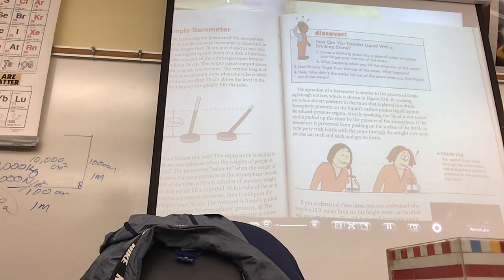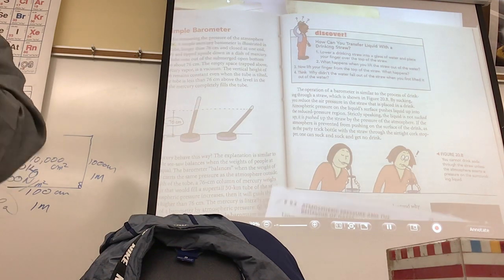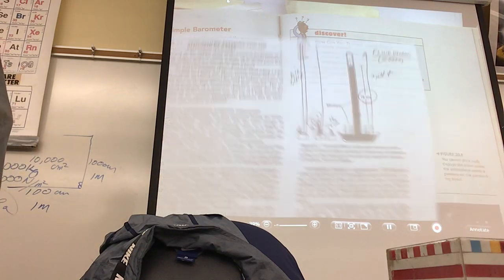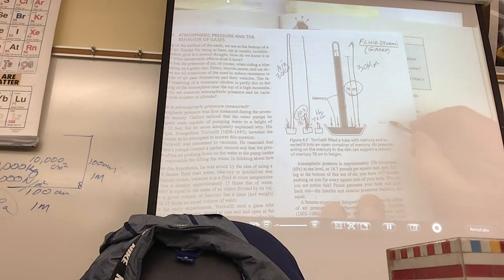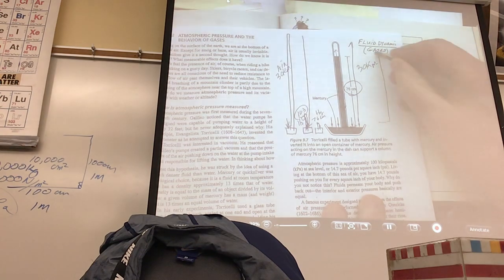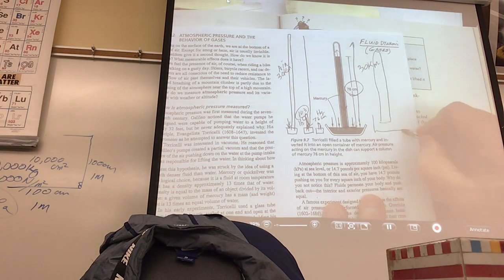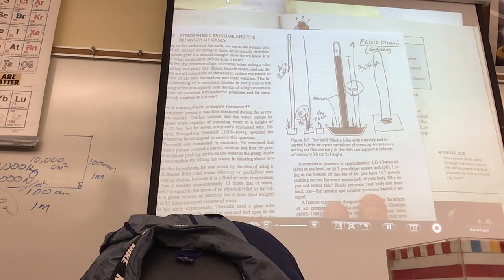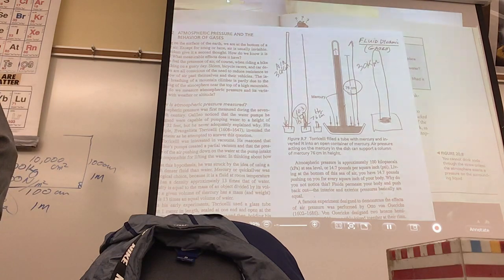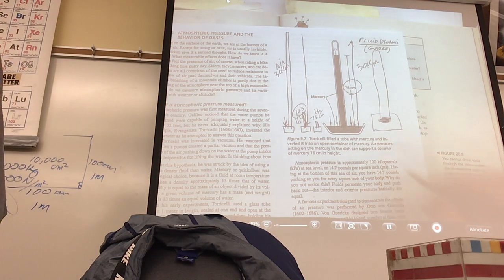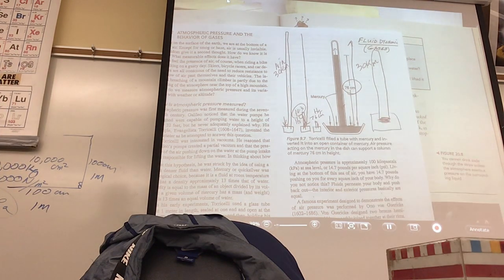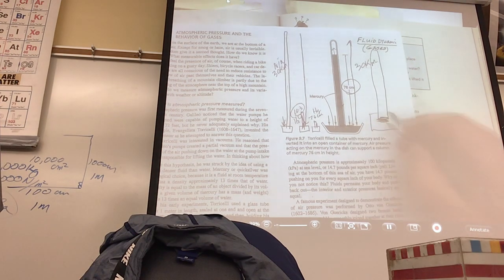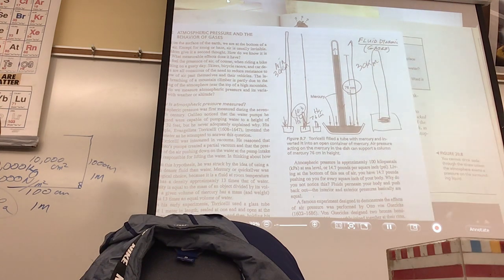Now, what is interesting is, what if I built a barometer with mercury, and what if the cross-sectional area here was larger? Now what? What if this was 1 square centimeter, and it's usually bigger than that anyway, but if this was 1 square centimeter and this was like 5 square centimeters, then how tall would the column of mercury be?